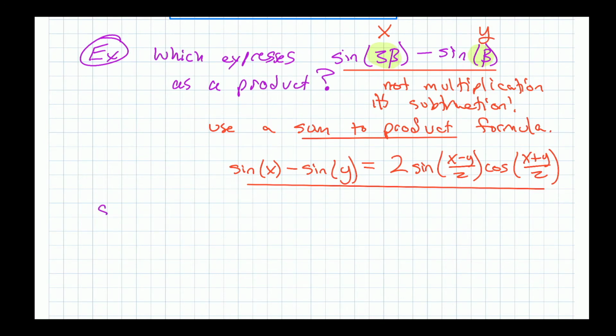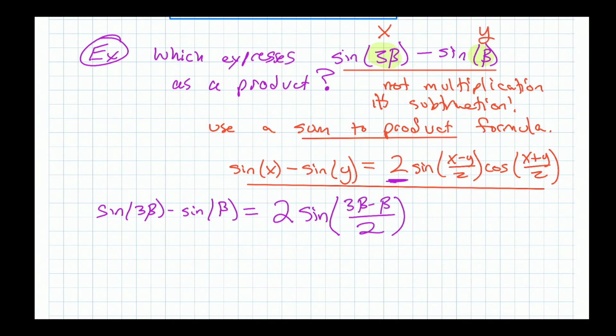So we have, I'll write it here, sine 3 beta minus sine beta is equal to, all right, so what do we have? We're copying the formula now. We have 2, copying this formula. So we have 2 sine, parentheses, x minus y over 2. X minus y is 3 beta minus beta over 2. Cosine x plus y, so that's 3 beta plus beta over 2.